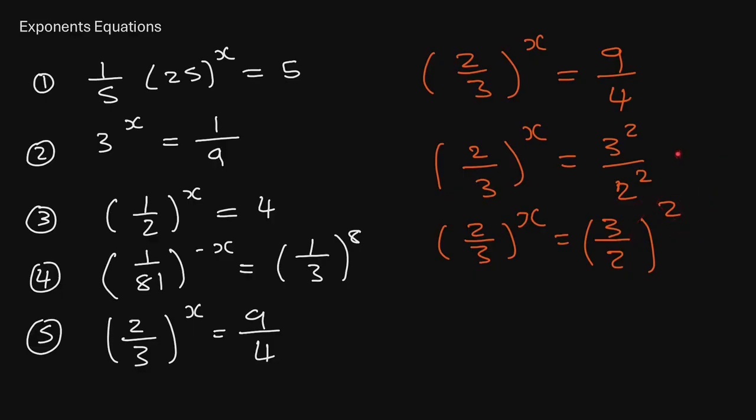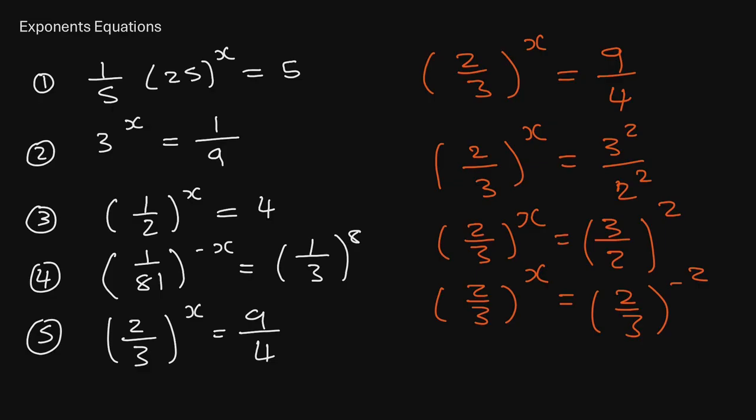Now we want our bases to be the same, but the bases are not the same. How do we make the bases the same? If you swap the fractions inside the bracket, the exponent will change the sign. So we have 2 over 3 all to the power of x, but now we swap: what is at the bottom comes to the top, and what is at the top goes to the bottom. So this is just going to be 2 over 3, but if we do that, the sign of the exponent will change. It's going to be negative 2.